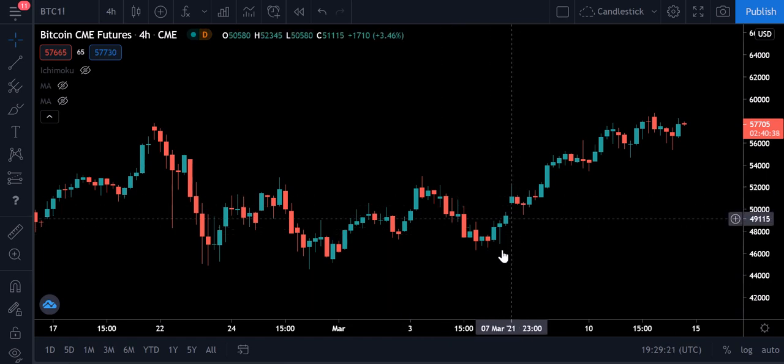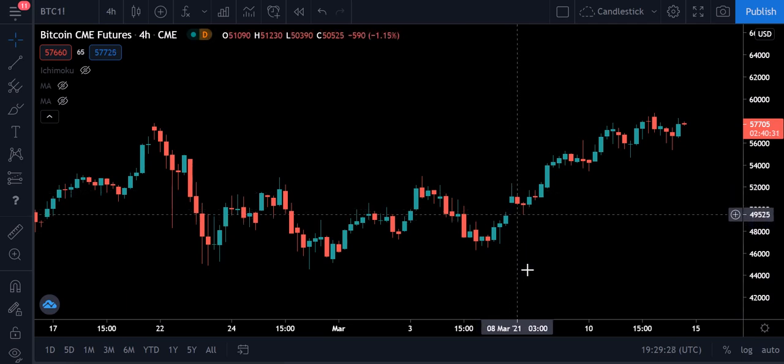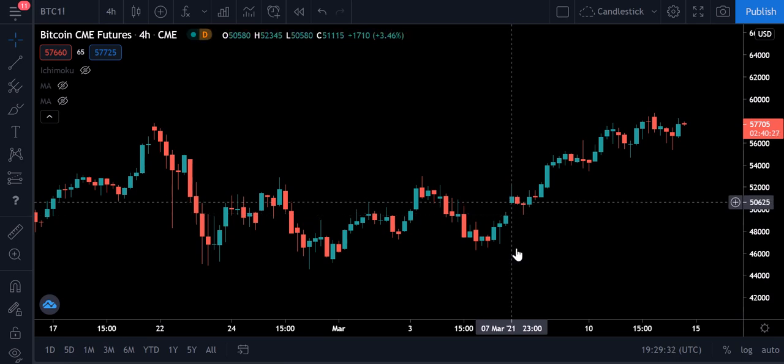This gap right here is a pretty decent sized gap. Let's just rough estimate. It was about 49,400 all the way to 50,400, let's say. So it's about a $1,000 gap. Yeah, okay, about a $1,000 gap. It's a decent sized gap. That means you have a $1,000 swing and a $1,000 possible move here to fill in that gap.